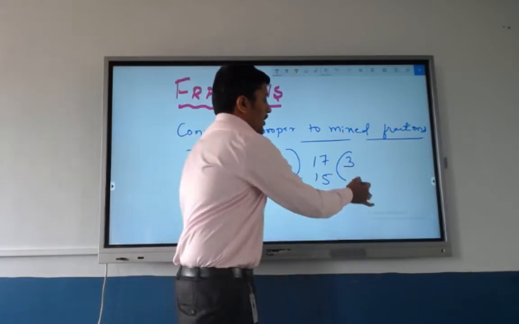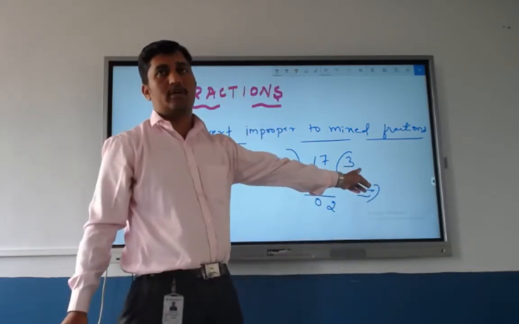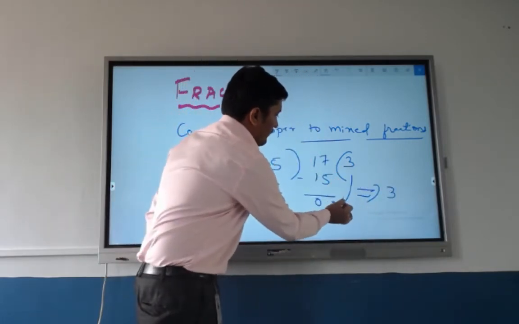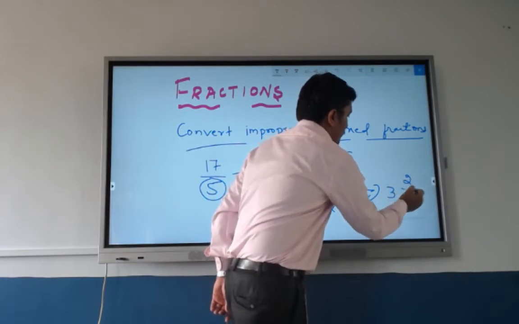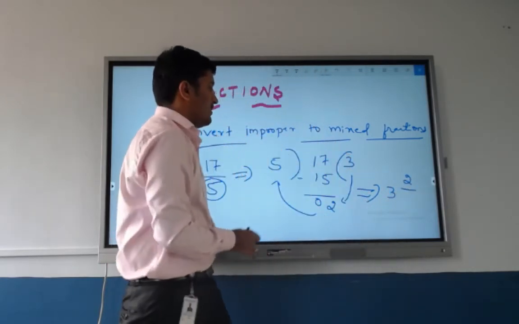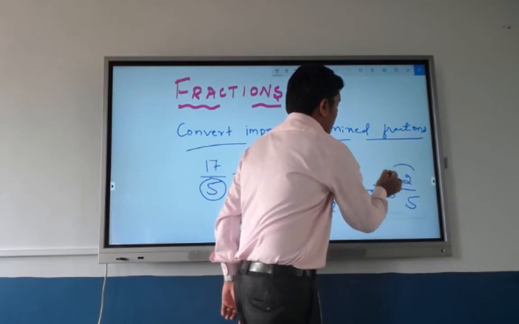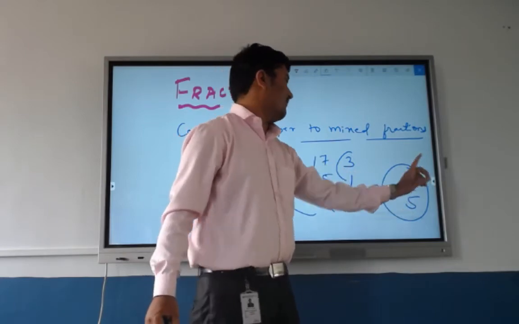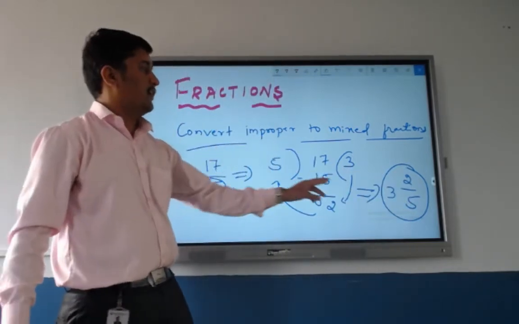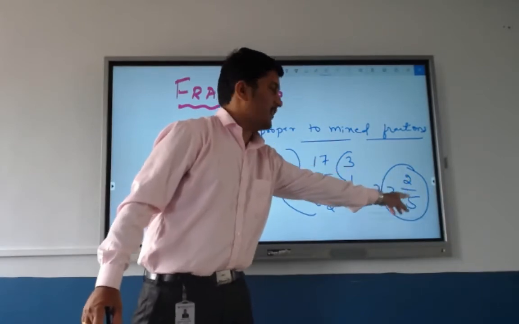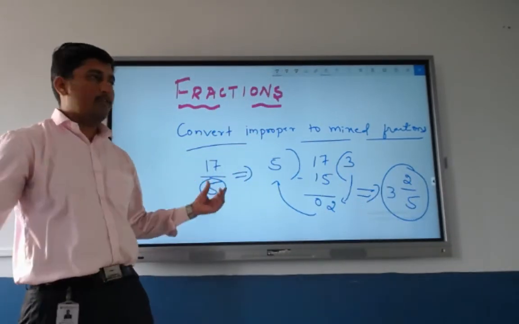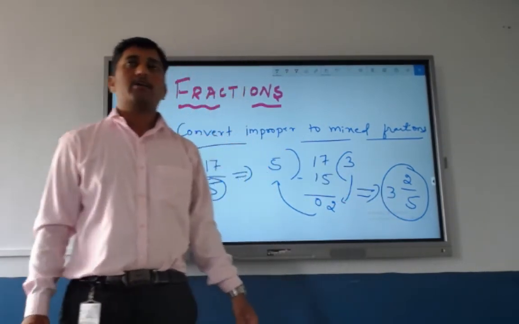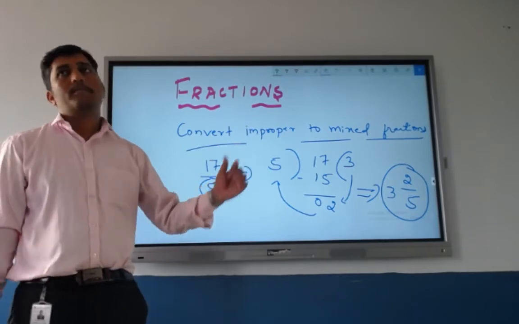Then how do we write this? First we write the quotient. The quotient is 3. Next here we write 2, the remainder. Upon, come to here, the divisor, that is 5. So now it becomes a mixed fraction. Check: 5 threes are 15, 15 plus 2, 17, 17 upon 5. So we converted 17 upon 5 into a mixed fraction. In this way, we convert improper to mixed fraction.